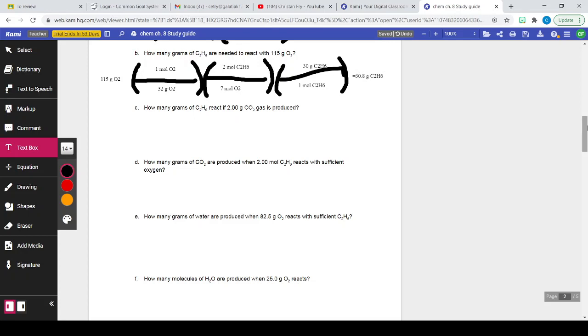Alright. Let's look at C. We've got another grams to grams, so it's going to be another 3 set of parentheses.